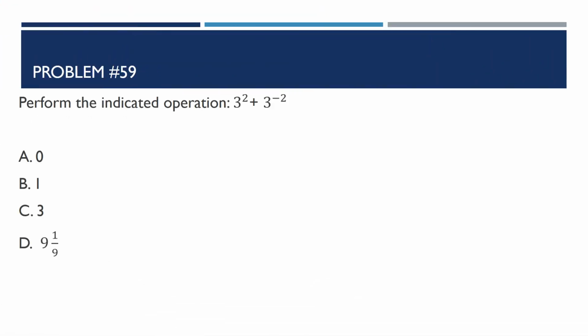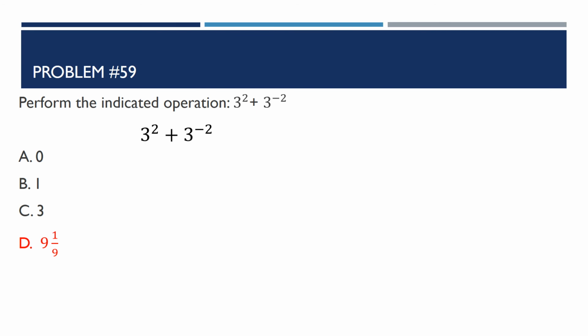Number 59. Perform the indicated operation: 3 squared plus 3 to the power of negative 2. So let us know the answer. The answer for this problem is 9 and 1/9. So how to get this answer? So let me show you how to do it.